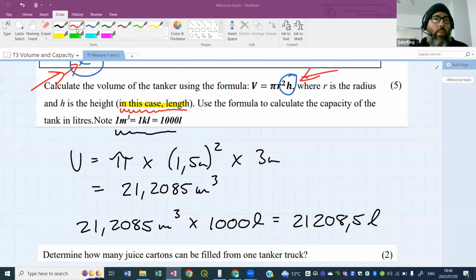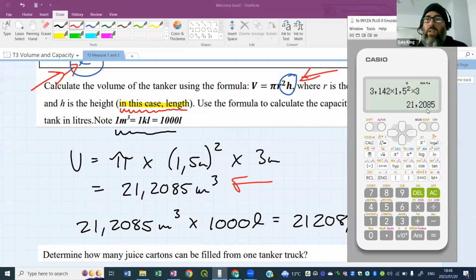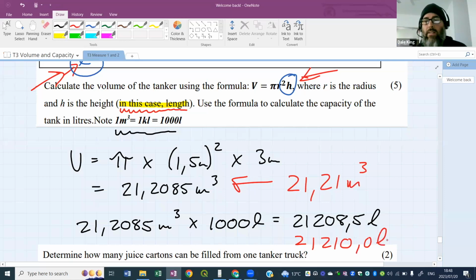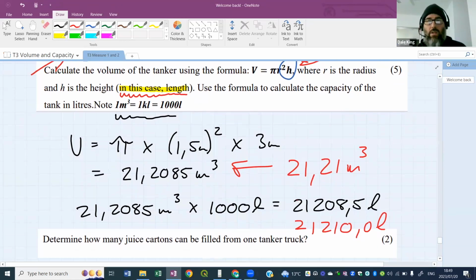Now, a point I want to make, and often this happens: if you did this on the calculator and got this answer, how many of you tried to round that off to 21.21? How many of you did this, 21.21 meters cubed? If you did that, your answer at the end would be 21,210 liters, which is different to 21,208.5 liters, and not a little bit different.